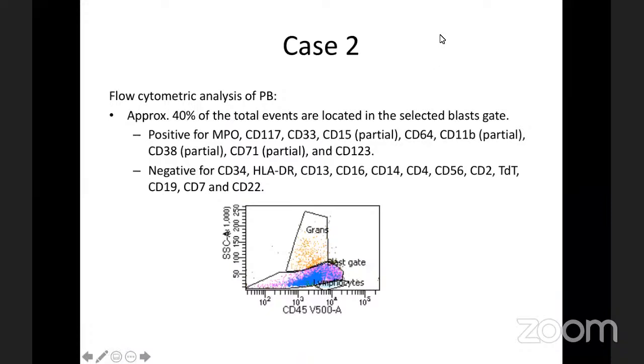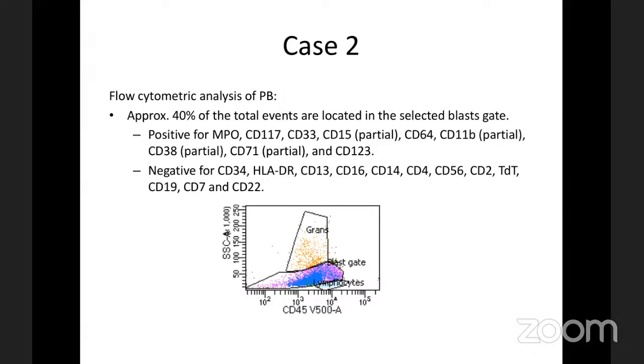Molecular finding. This is the flow cytometry of this patient's leukemia. So you can see that we have 40% total events in the blast gate. They are positive for MPO, CD117, CD33, CD15 partial, CD64, CD11b, CD38, CD71, and CD123, and negative for CD34 and HLA-DR, and all other myeloid and lymphoid markers. So the morphology, the rare Auer rods, the fine granulation, this phenotype is characteristic and diagnostic for acute myeloid leukemia.